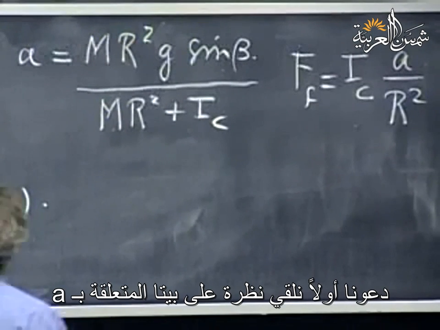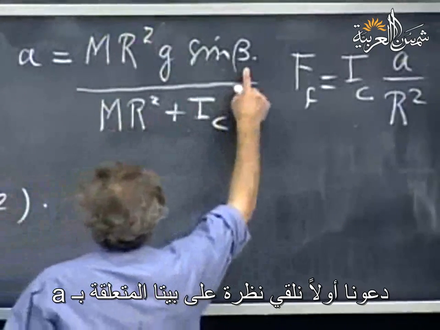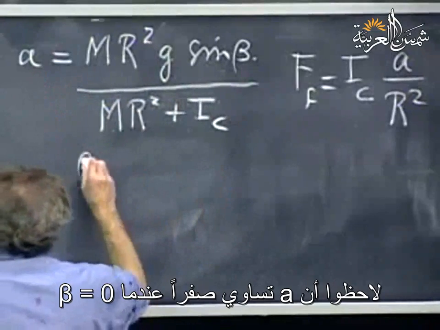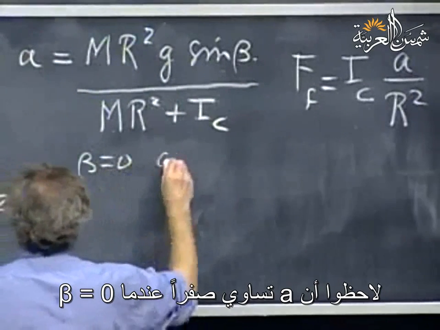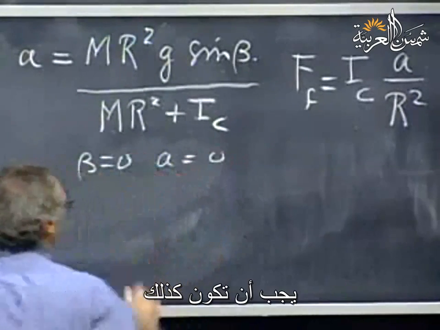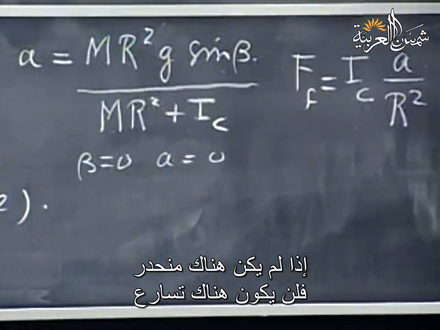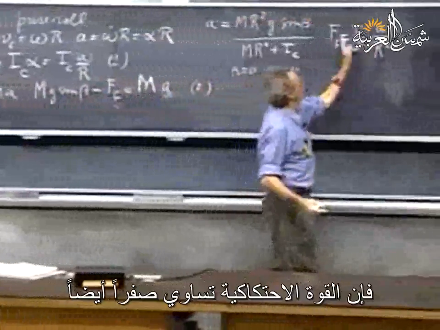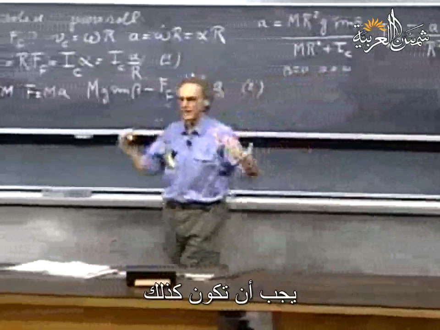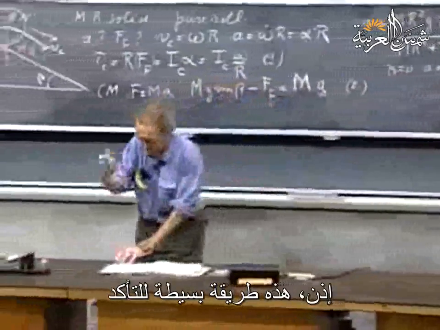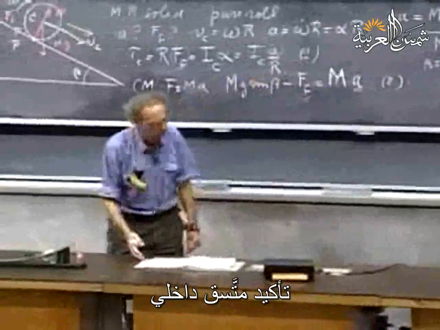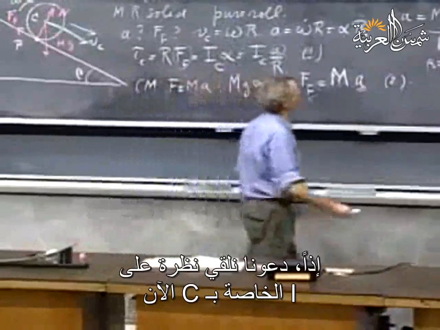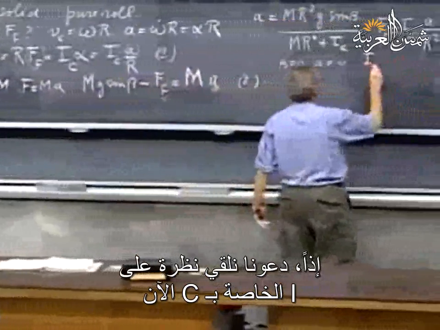Let's first take a look at beta related to a. Notice when beta equals 0, that a equals 0. It better be. If there is no slope, there cannot be any acceleration. Notice if a equals 0, that the frictional force is also 0. It better be. So that is an easy check that you can do. An internal consistency check.